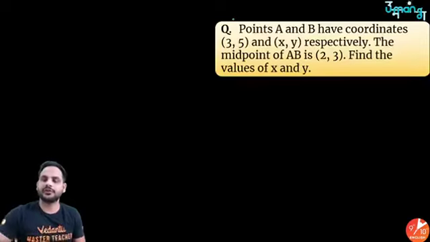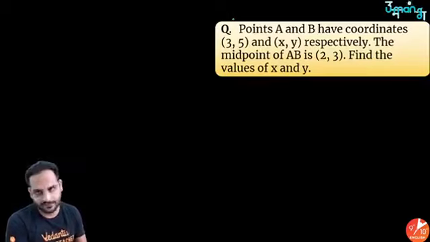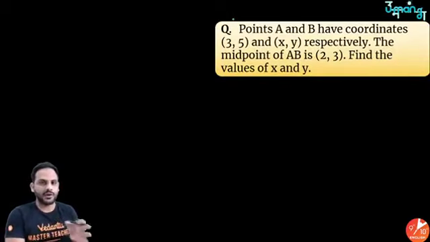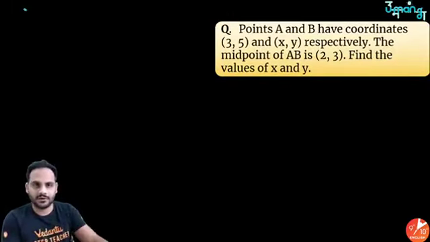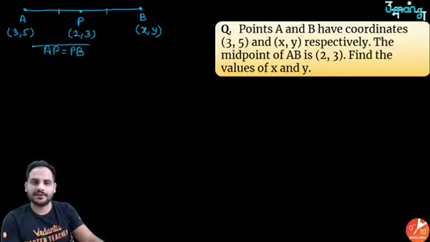Next question coming to your way is this. क्या question है देखो? Points A and B have coordinates 3, 5 and x, y respectively. Okay, तो A का coordinate is 3, 5. The coordinates of A is 3, 5 and the coordinates of B is not given. It is x, y. The midpoint of AB is 2, 3. अरे वाह. P, which is the midpoint, is given as 2, 3. P is what? Midpoint. AP is equal to PB. तो find the values of x and y.